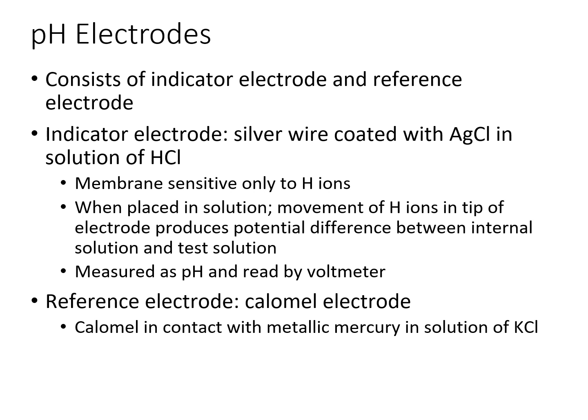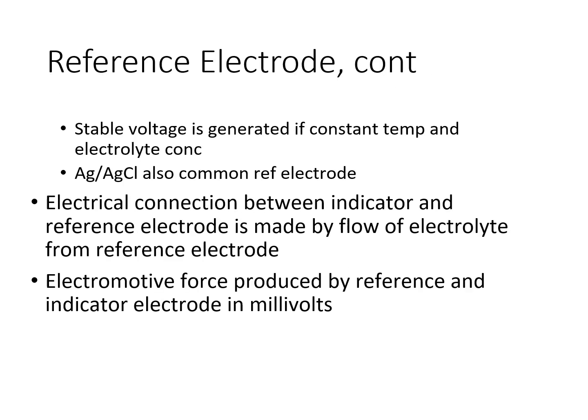So how this works is, when it's placed in a solution, the hydrogen ions move at the tip of the indicator electrode. This produces a potential difference between the internal solution and the test solution. The potential difference is measured as pH, and then it's displayed by the voltmeter. A stable voltage is generated if the temperature and the electrolyte concentration remain constant. Electrical connection between the indicator and reference electrode is maintained by the flow of electrolyte from the reference electrode. The electromotive force, or the EMF, produced by the reference and indicator electrodes is measured in millivolts.